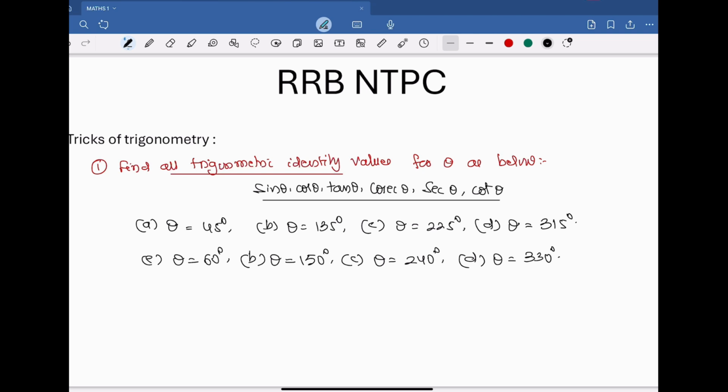Please try to practice finding the values of all 6 trigonometrical identity values for different angles. Once you complete these in trigonometry, we will go for the next topic in the next class.